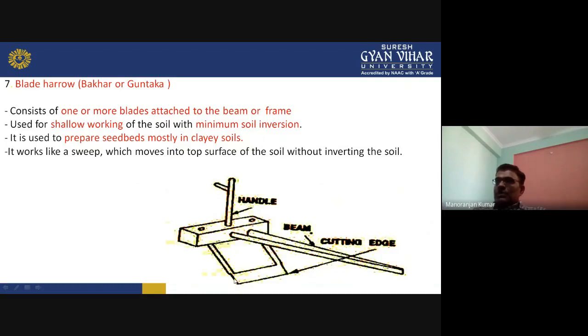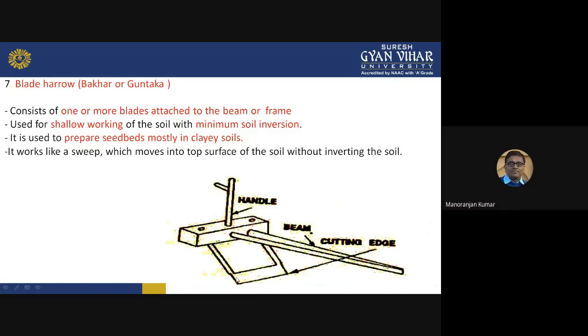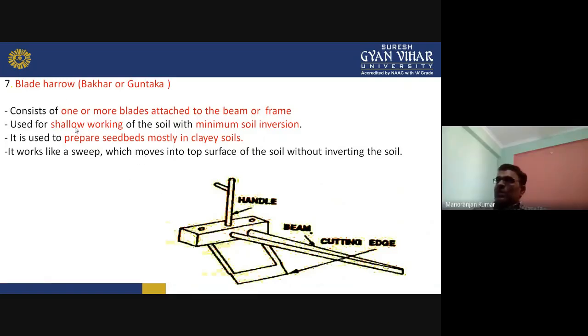It consists of one blade or more than one blade. It is attached to the beam or frame. It is used for shallow working of the soil with minimum soil inversion. It is used to prepare seed beds, mostly in clay soil. Okay, it works like a sweep which moves through the top surface of the soil without inverting the soil.